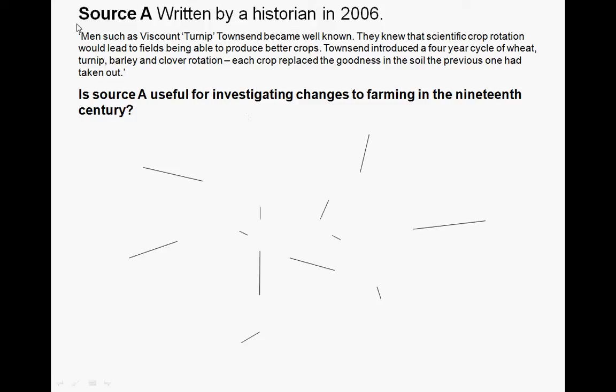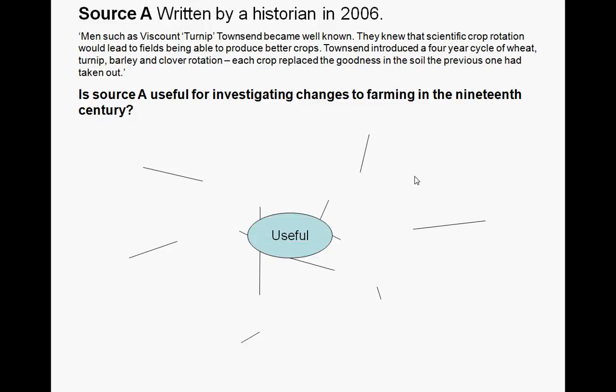So, Source A was written by a historian in 2006, and the source says, men such as Viscount Turnip Townsend became well known. They knew that scientific crop rotation would lead to fields being able to produce better crops. Townsend introduced a 4-year cycle of wheat, turnip, barley and clover rotation. Each crop replaced the goodness in the soil the previous one had taken out. And then our question: is Source A useful for investigating changes to farming in the 19th century?